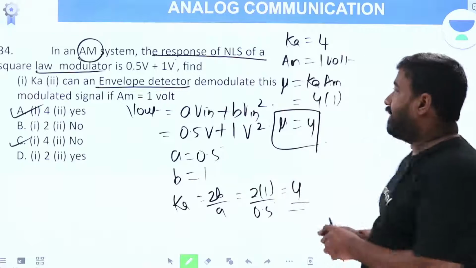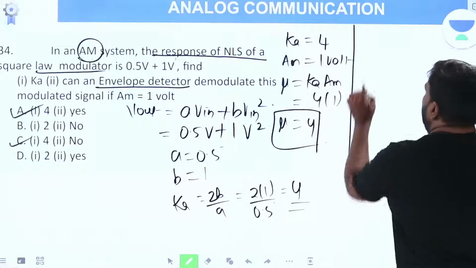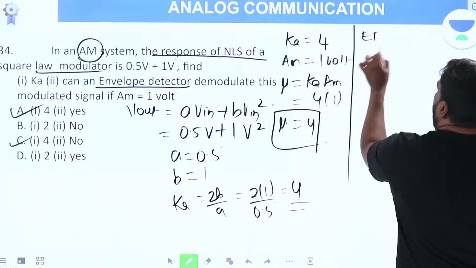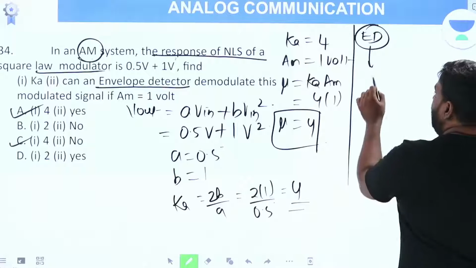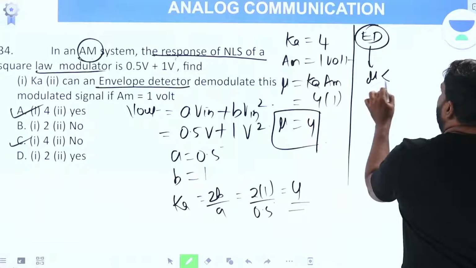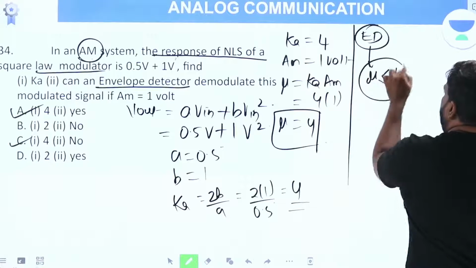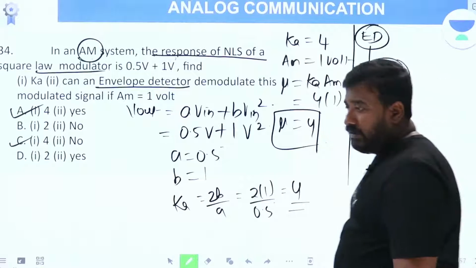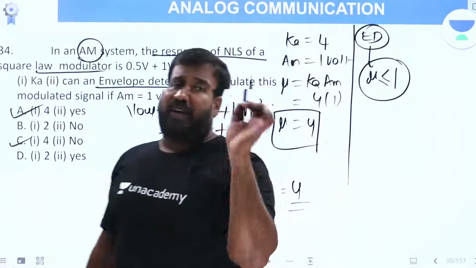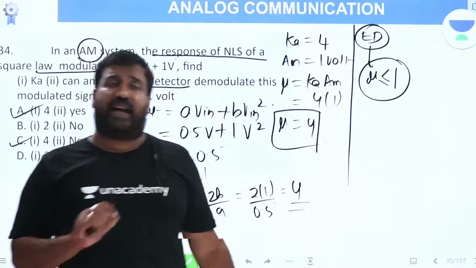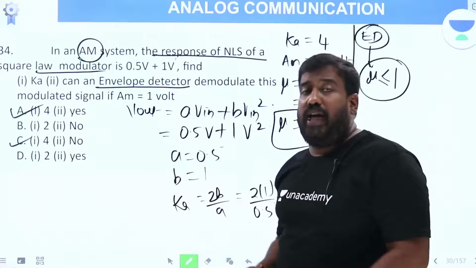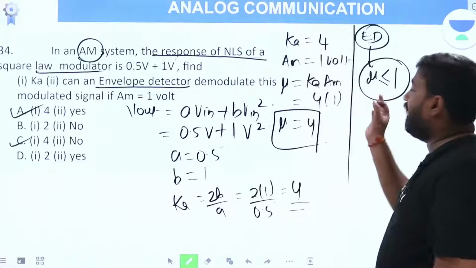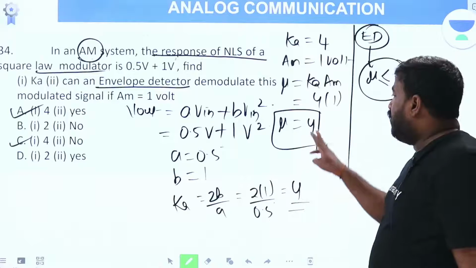Now you need to understand, an envelope detector can detect the signal only when the value of the modulation index mu is less than or equal to 1. Undermodulated or perfectly modulated. It cannot demodulate over-modulated signals. Over-modulated signals are those where mu is greater than 1. In this question, mu is 4.